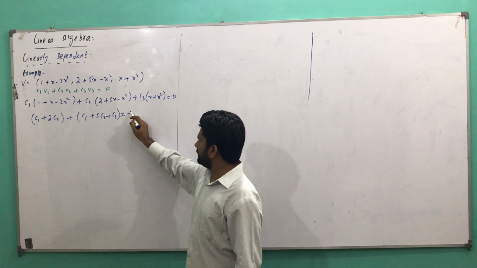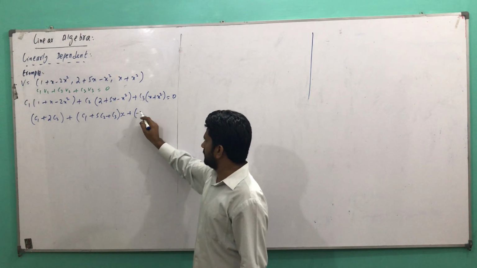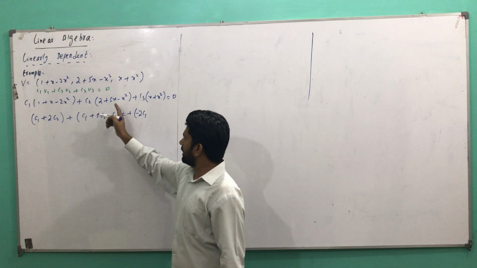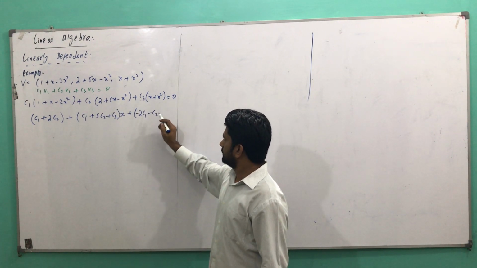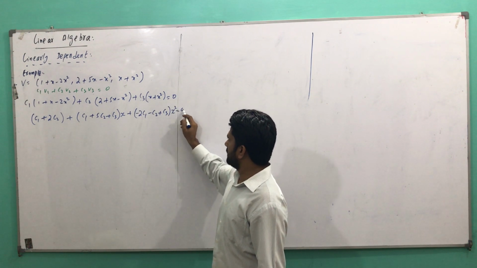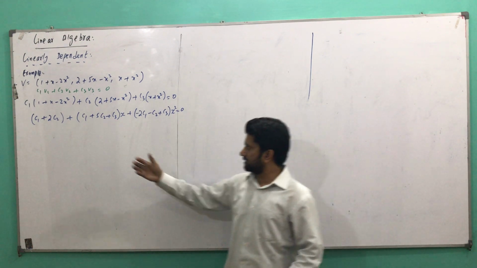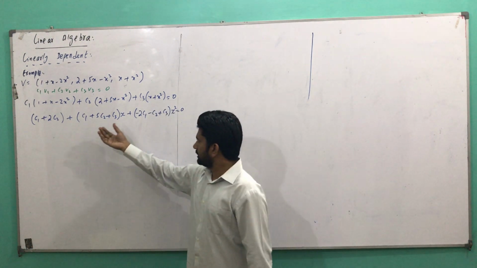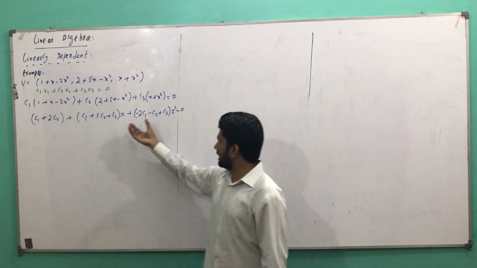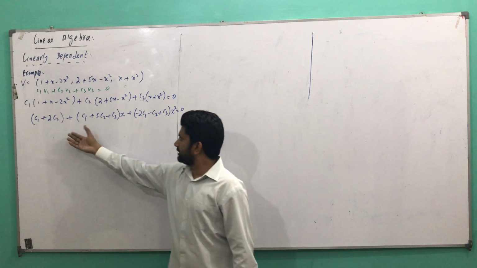Further we are doing the same for x². When you multiply you get minus 2 times c1, and here you have minus c2, and here you have c3, times x². So we have separated the vectors. These are the constant terms, these are the x coefficients, and these are the x² coefficients. So now we have three vectors separately.